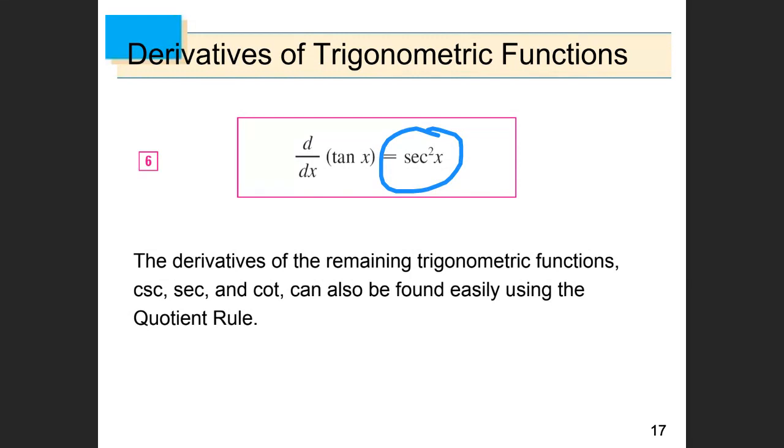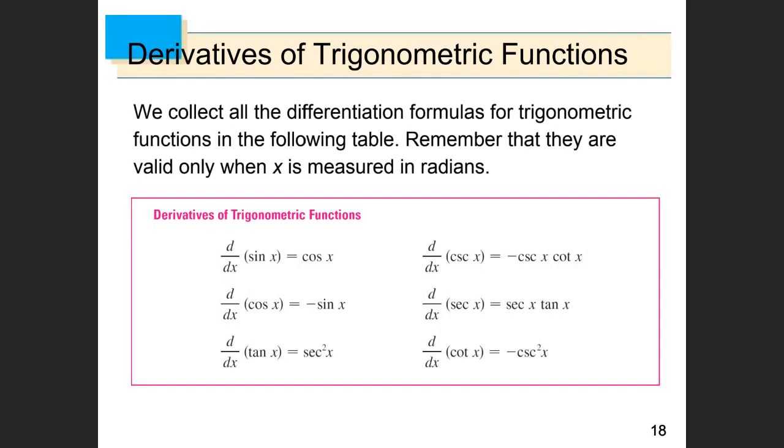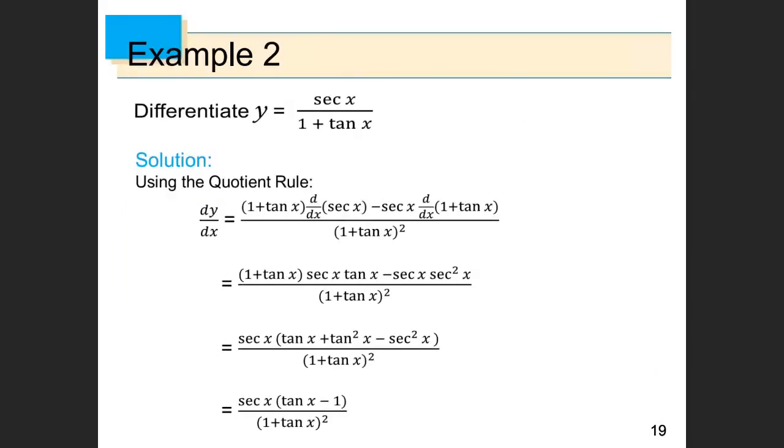And if you know the derivative of sine, the derivative of cos, the derivative of tan, then everything else becomes very easy to get because you just apply the quotient rule. Remember, cosec is 1 over sine, sec is 1 over cos, cot is 1 over tan. It becomes easy to differentiate using the quotient rule. All right. And this is a summary. Guys, please make sure you look at this table and you understand the derivative of each of the trig functions.